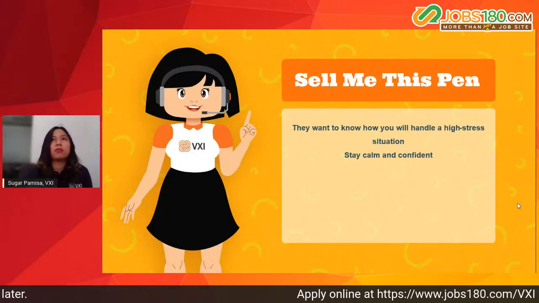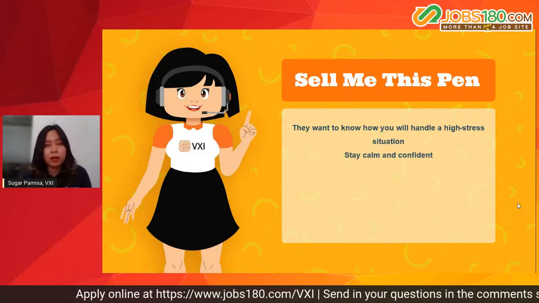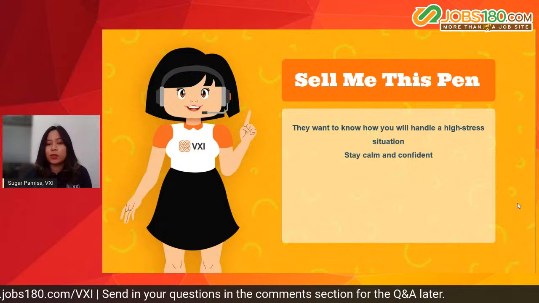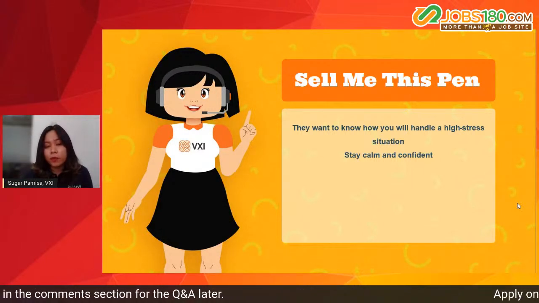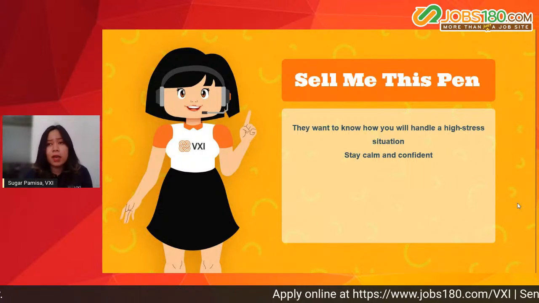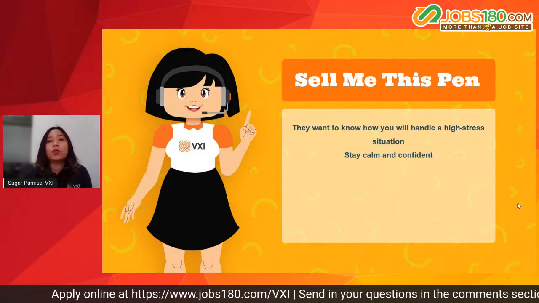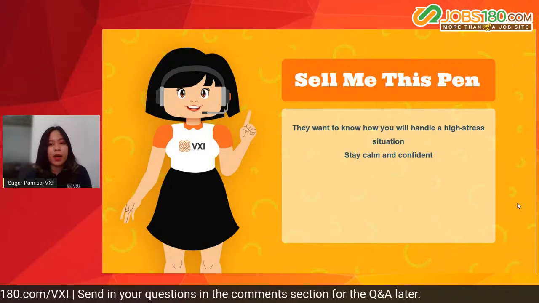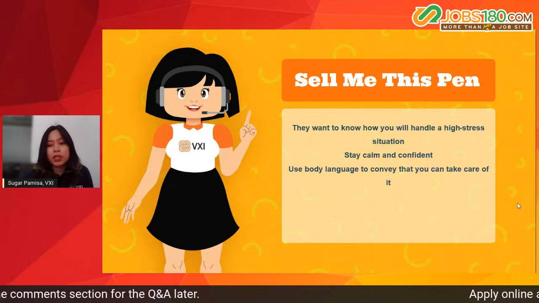I know that for starters who don't have experience yet, and most companies are requiring work experience, it's really hard to show them what you can do given that you don't have experience yet. But if you're very confident about yourself and you stay calm in all situations, then I guess that counts for something. All right. So we're looking for people who don't panic immediately. So we need people who can just thrive in a stressful situation. So use body language to convey that you can take care of it. All right.